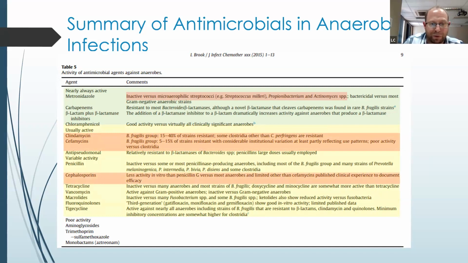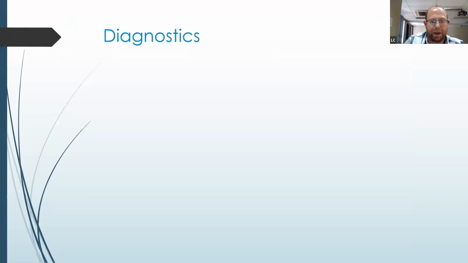Cephalosporins, again, we'll shy away from in anaerobic infections because of limited data. And then those that have almost uniformly poor activity against anaerobes: aminoglycosides, Bactrim, and aztreonam, the monobactam. Okay, just two slides on diagnostics, and then we will be done.